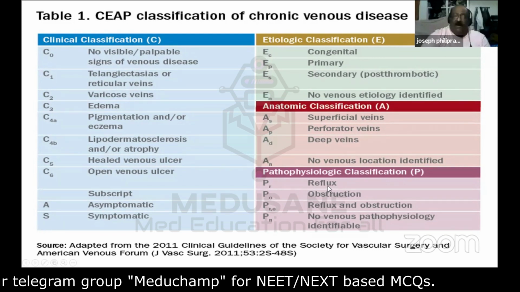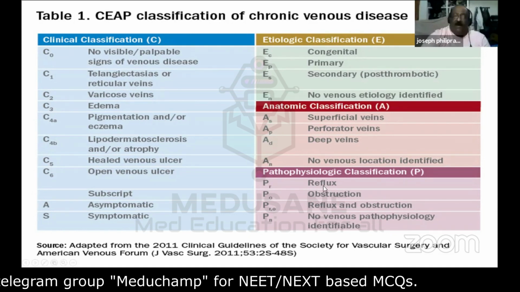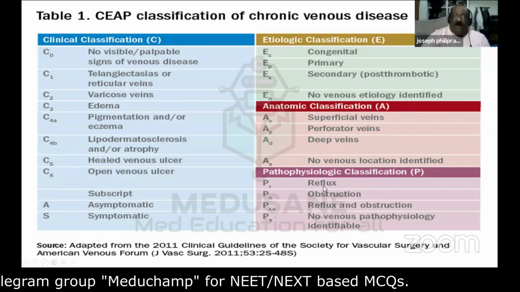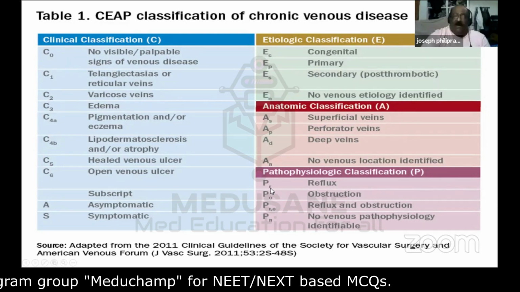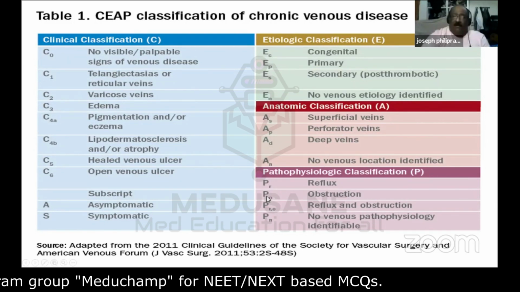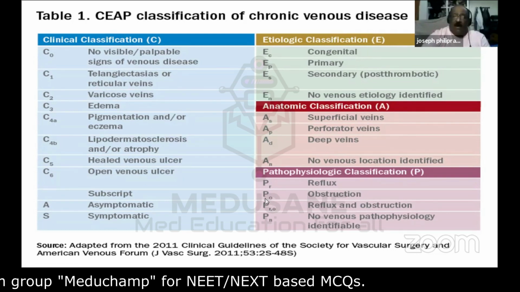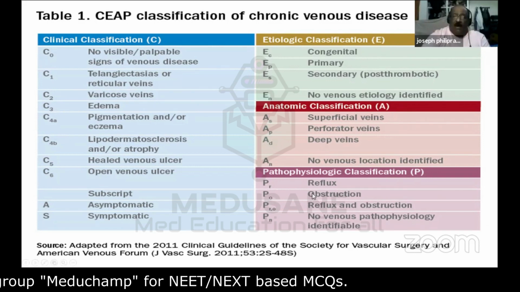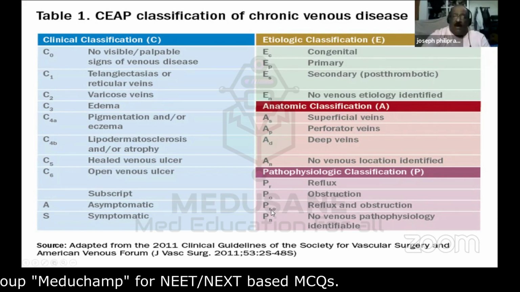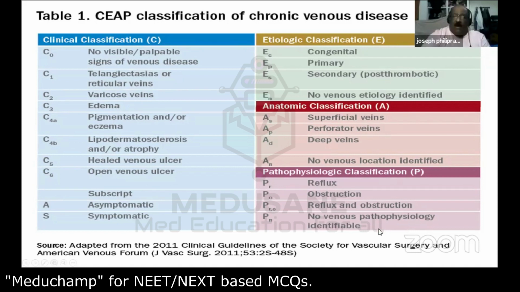P is one is due to reflux. This happens PR, that is due to reflux. This happens when the blood from above comes down because of valvular incompetence. And this is known as PR. Now, PO, obstruction. If there is obstruction of the venous system, the superficial system dilates. And this is known as PO or due to obstruction. When there is combination of both, then you call it PRO or reflux and obstruction. When you cannot make out anything, then you put it as PN. No obvious pathophysiology could be identified specifically.